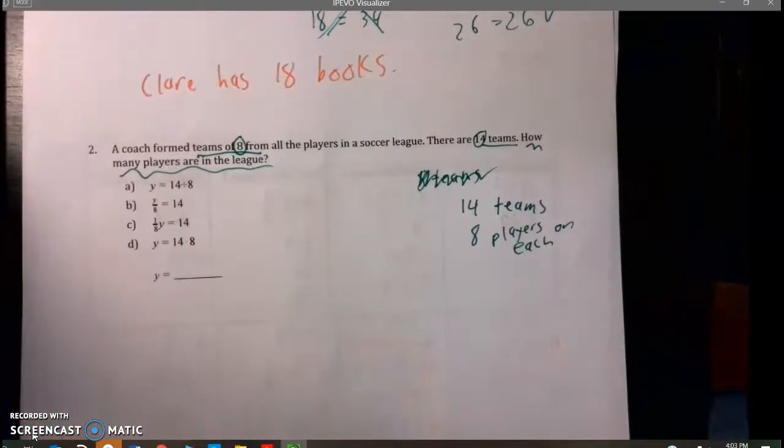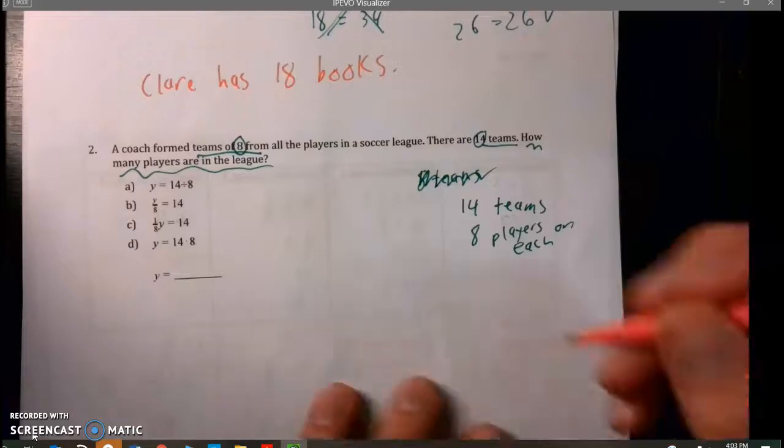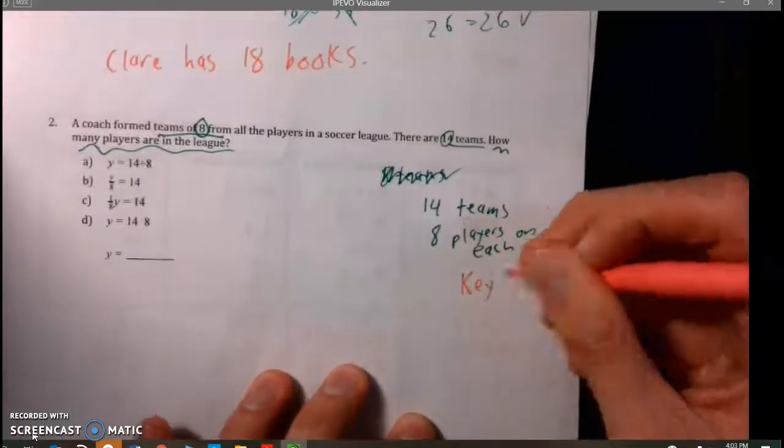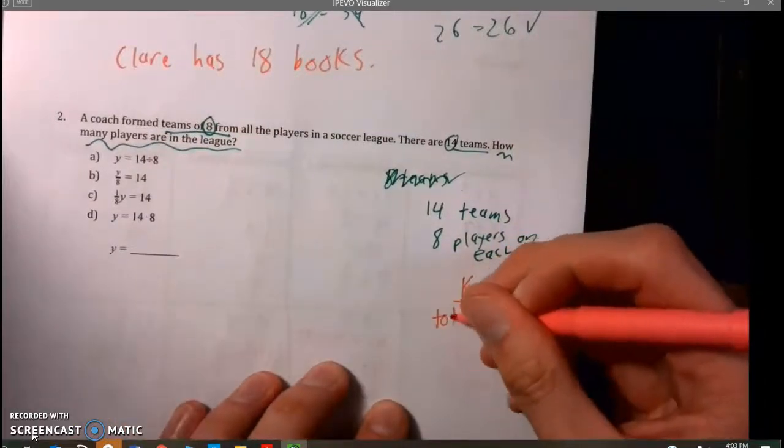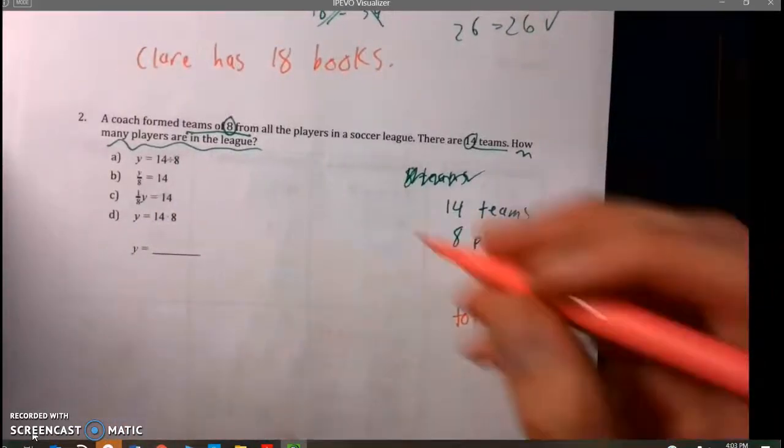So, we've got multiple equal groups. To me, that sounds like a multiplication problem. So, if we do multiplication, it's always helpful to write a key. We're looking for how many players are in the league. So that's going to be our total. That's what we're looking for.